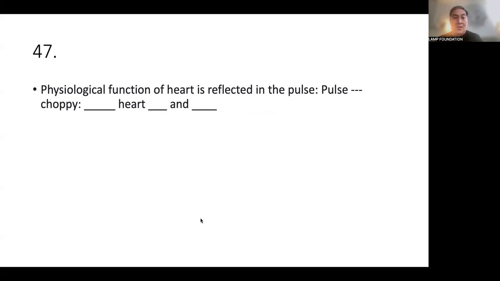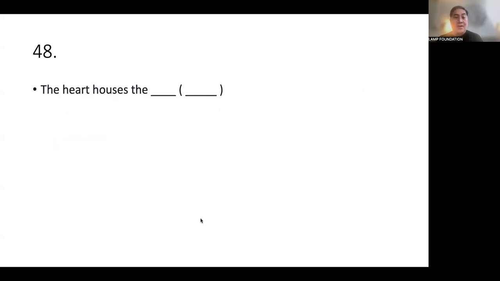Yeah. Physiological function of heart is, okay. If the pulse is choppy, what does it mean? It means stagnant heart chi and blood. The heart houses the blank or blank. Houses the mind or the Shen.